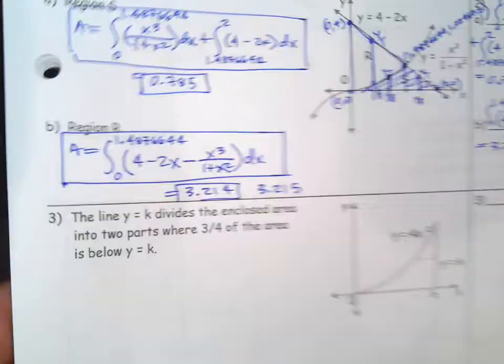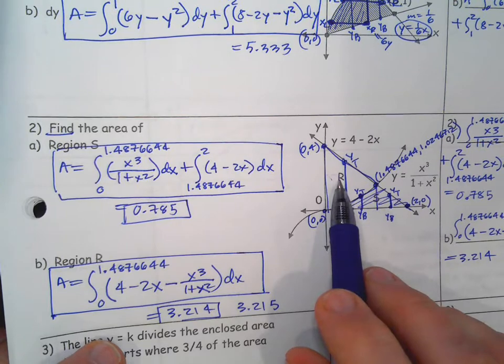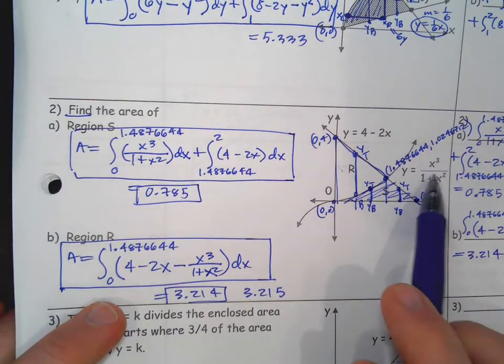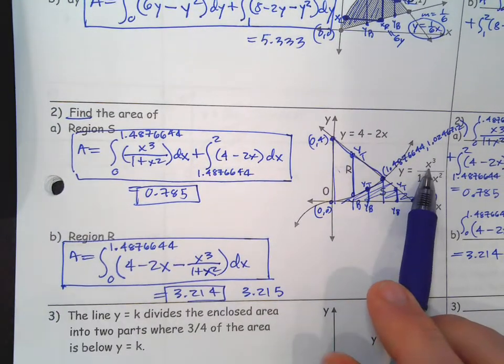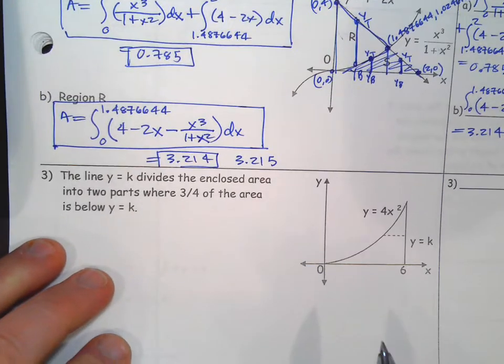Okay. So now we could have tried horizontal slicing here. It would have been more work. In fact, it would have been impossible. You're not going to be able to solve this for x in terms of y. So it's just not a good option here.